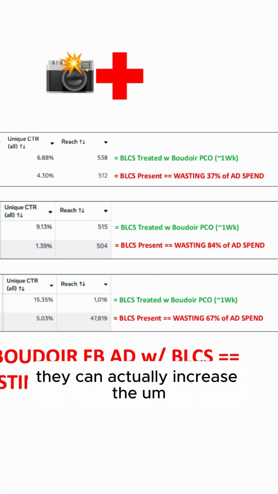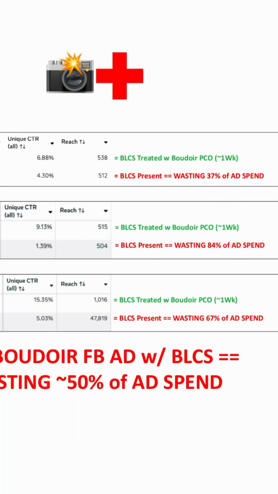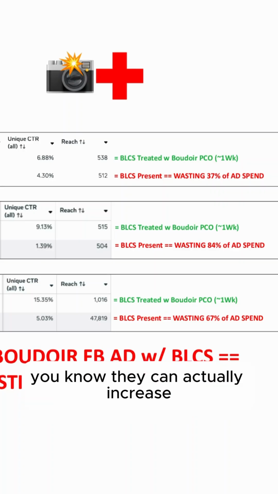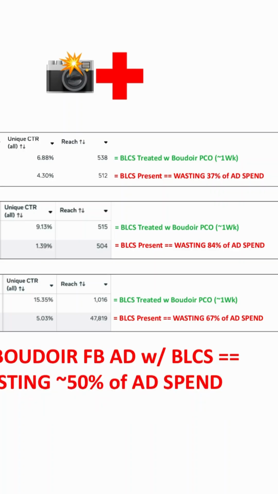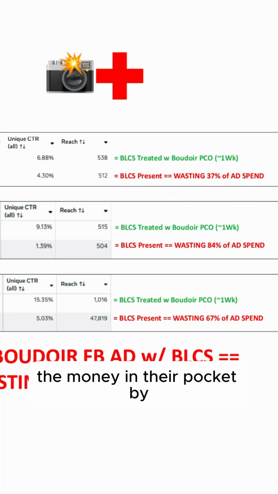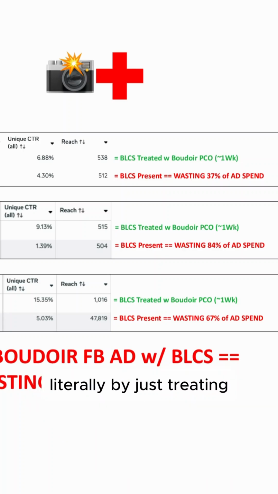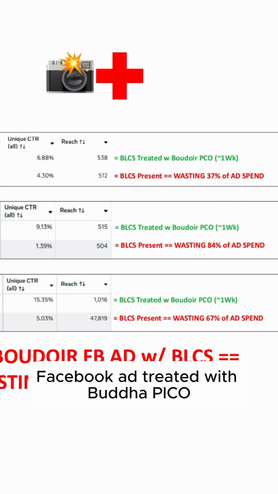They can actually increase the money in their pocket by like 100 grand over the next year, literally by just having their boudoir Facebook ad treated with boudoir Pico.